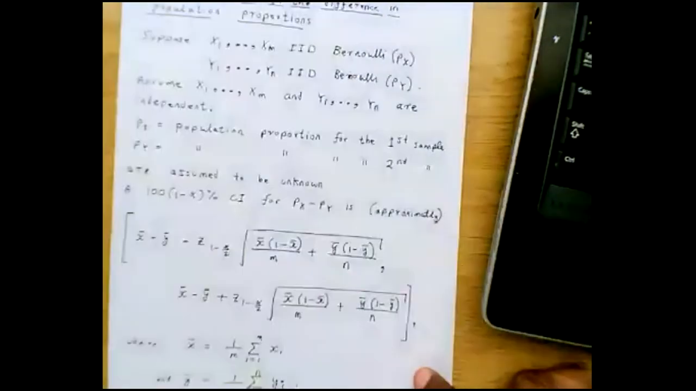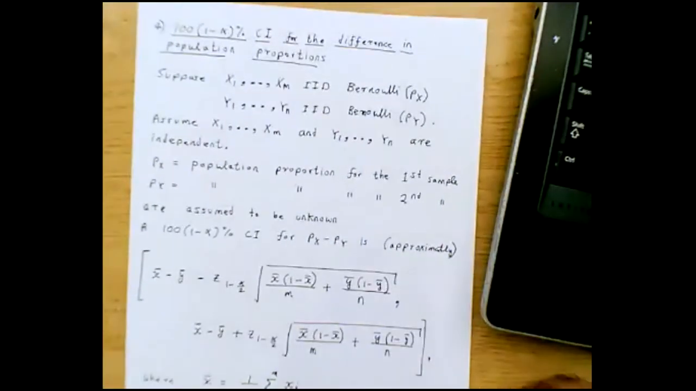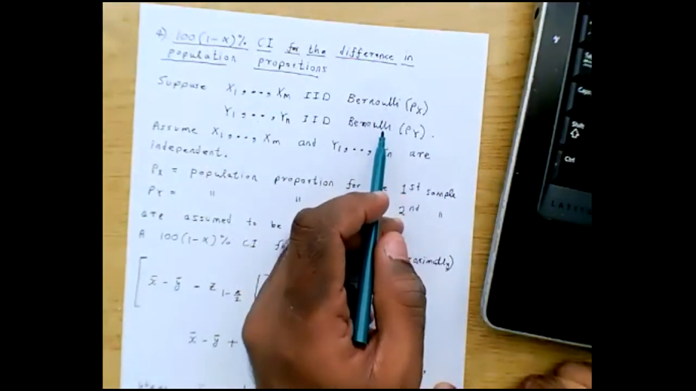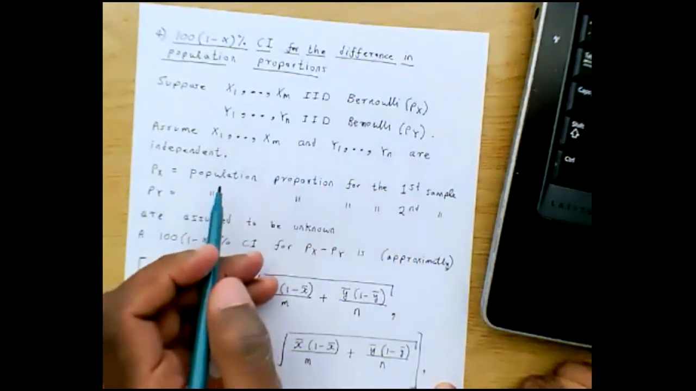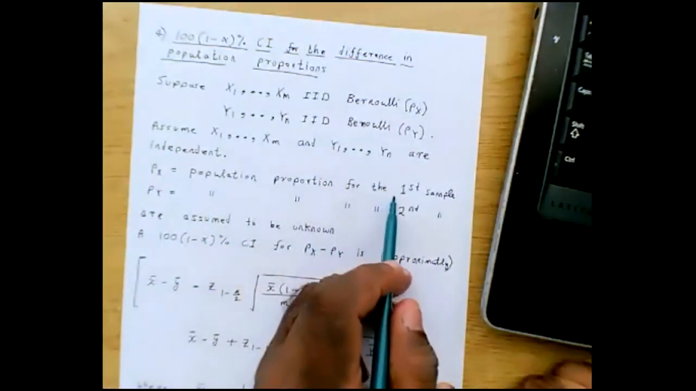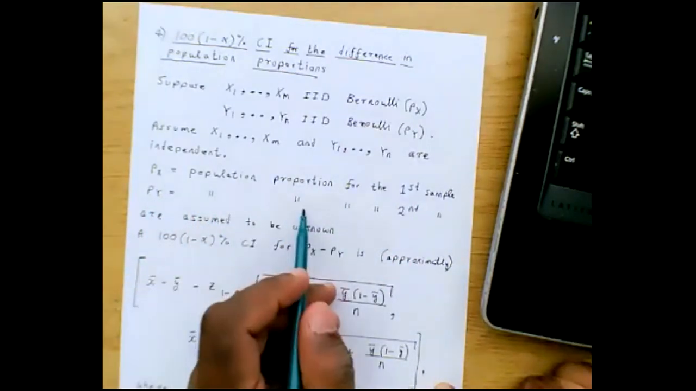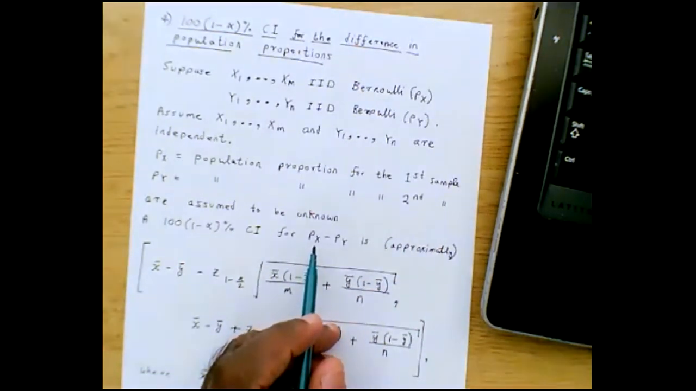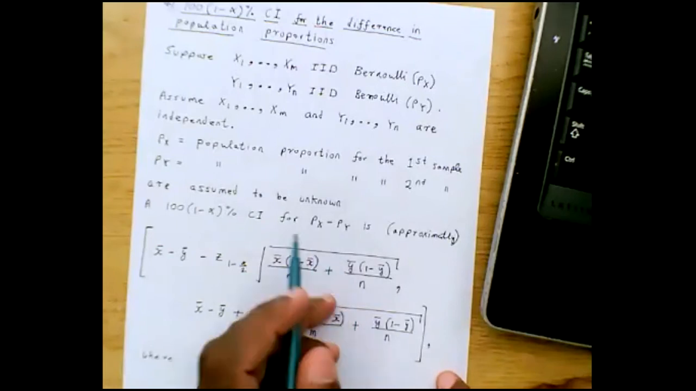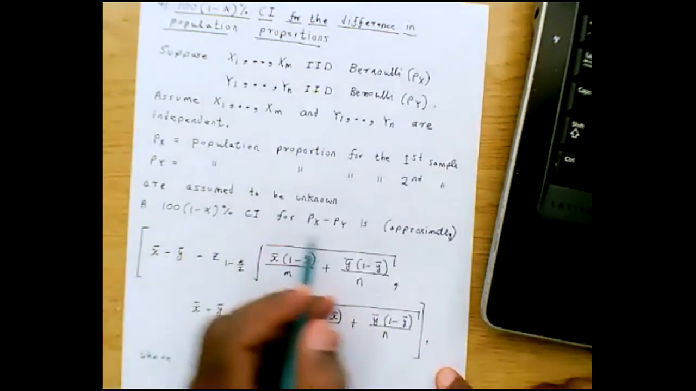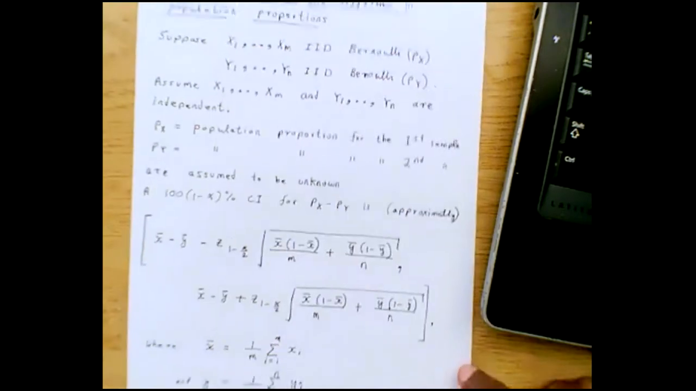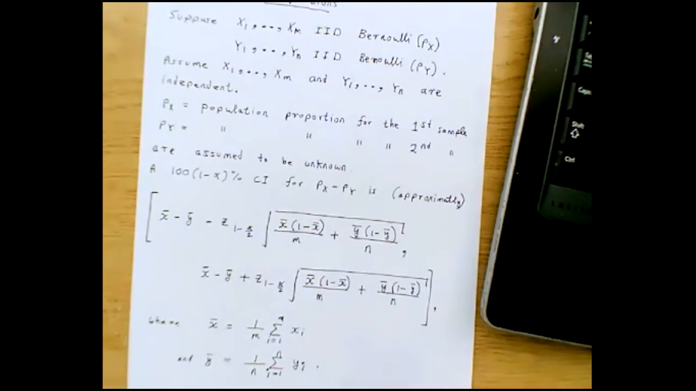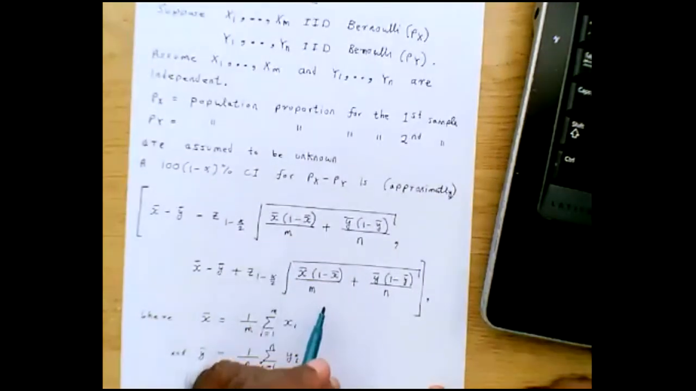And finally, this is the final confidence interval. Here you have two independent random samples from two different Bernoulli distributions, right? So Px denotes the population proportion for the first sample, Py denotes the population proportion for the second sample. Here we have a confidence interval for the difference in population proportions, and it's given by this formula. Once again, I don't expect you to know the proof of this formula, just how to apply it.